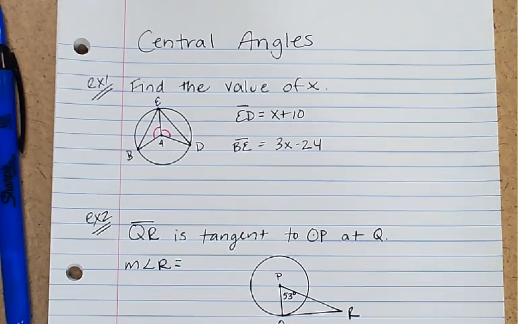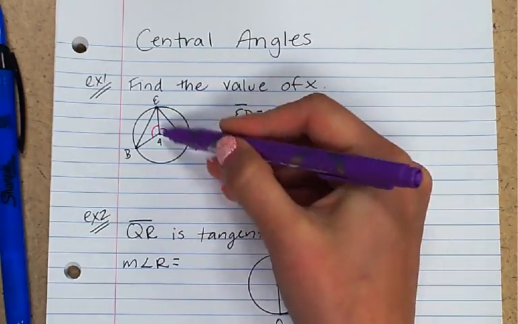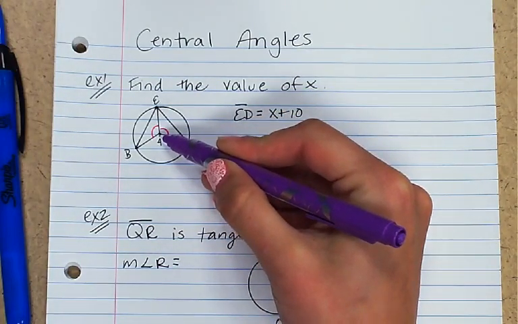Review of the Edgenuity lesson, central angles. So for example 1, it says find the value of x, and the lengths of the segments are listed over here. So we have two central angles here, angle BAE right here, and angle EAD, because they're central angles, because their vertex is coming from the center of the circle.